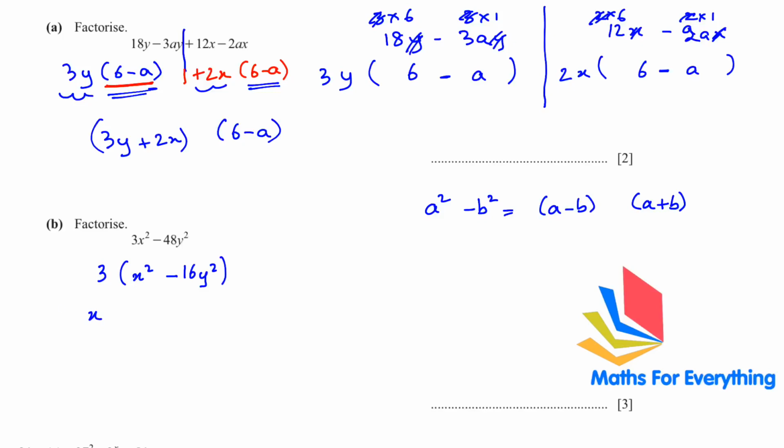You can see that 16 is also a square number, so you can write (4y) squared. Now, this is the same as my a and this is the same as my b. A squared minus b squared. So I can use the identity a minus b and a plus b. So x minus 4y, bracket, x plus 4y.